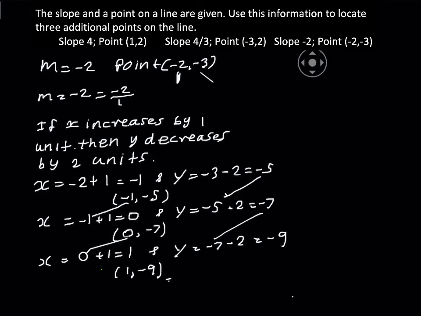So I think you have an idea now how to solve this type of problem. Using your knowledge, I will give you a homework to solve by yourself. How about this? When m equals negative 3 over 4 and a point is 3 comma 2, find 3 additional points on this line. So this is a homework.